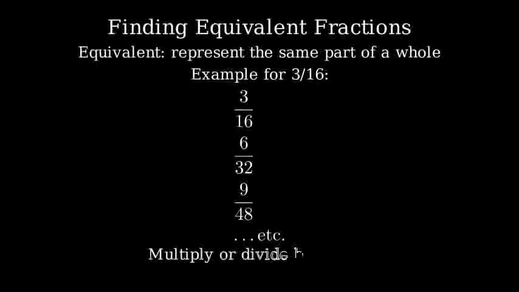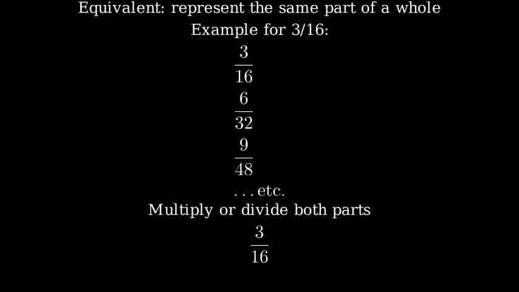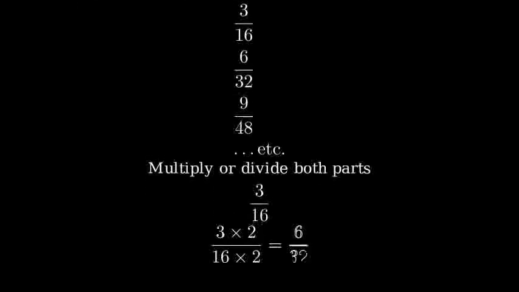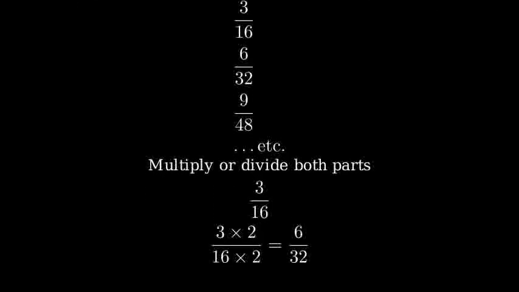To create equivalent fractions, we multiply or divide both the numerator and the denominator by the same non-zero number. Take the original fraction 3/16. To get 6/32, multiply both the numerator and the denominator by 2. Let's try another one. To get 9/48, multiply the numerator and the denominator by 3.